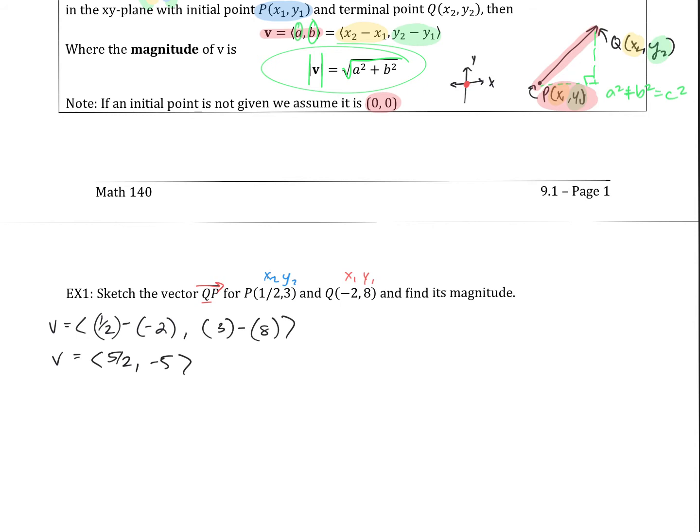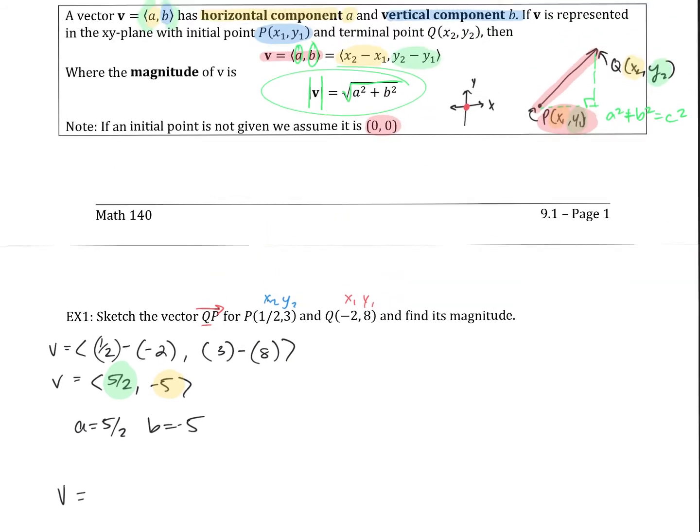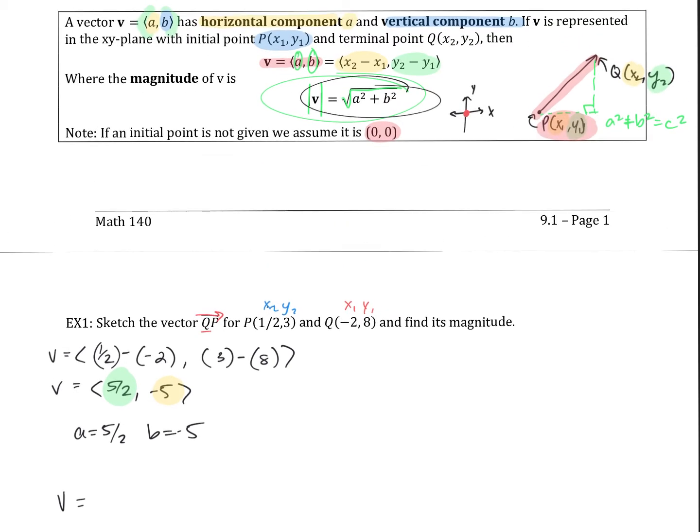So why are we finding this? Well, that gives me my a and my b values. A and b. Actually, let me change the color. A and b. And that I can use to find the magnitude. So my a value is 5/2, and my b is -5. And my vector is going to equal, well, according to our information here, the absolute value of the square root of a squared plus b squared.